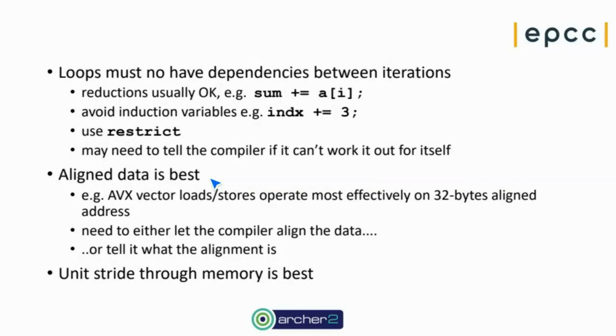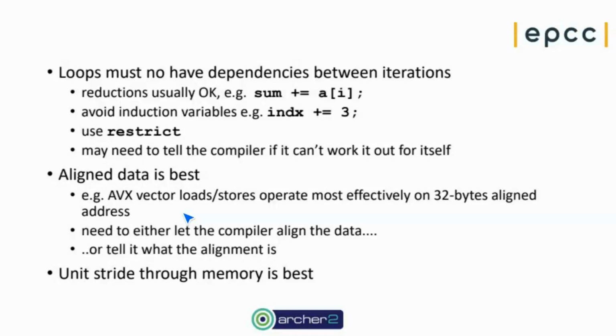Aligned data is the best for vectorization. It's best if our data is aligned to the appropriate byte boundaries. For example, AVX vector loads and stores are most efficient when the first element of the vector is aligned on a 32-byte address. So we either need to let the compiler do its own alignment, or we force the alignment and tell it what it is.